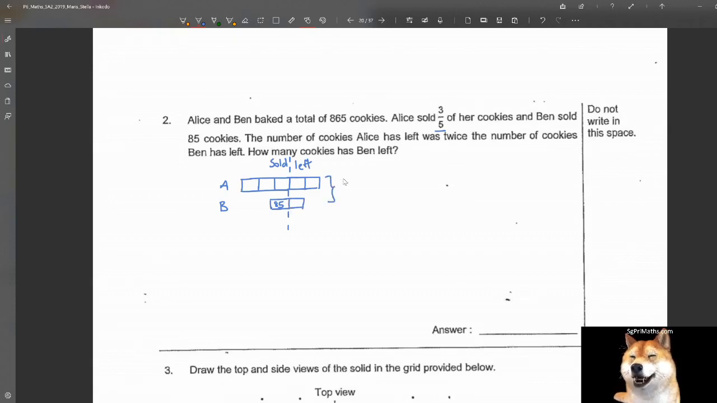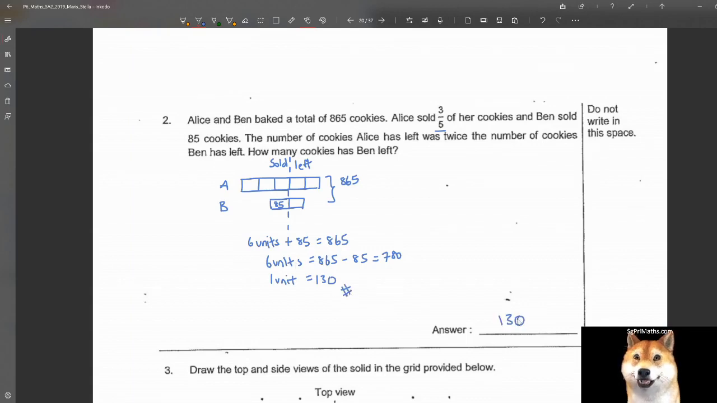So there's a total of 865 cookies. 1, 2, 3, 4, 5, 6 units. So 6 units plus this 85 will give you 865. 6 units equals 865 minus 85. This will give you 780. 1 unit will equal 130. This will be how much Ben has left. 130. That's the answer.